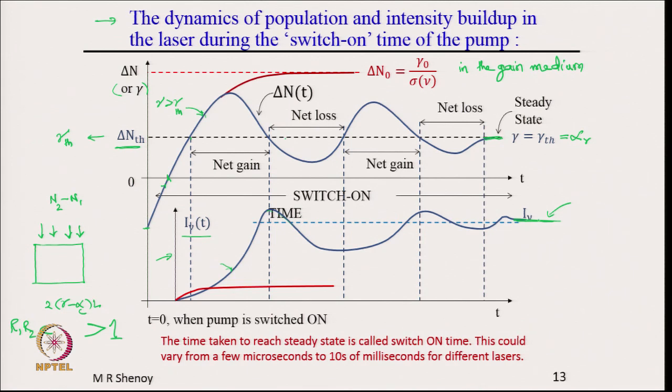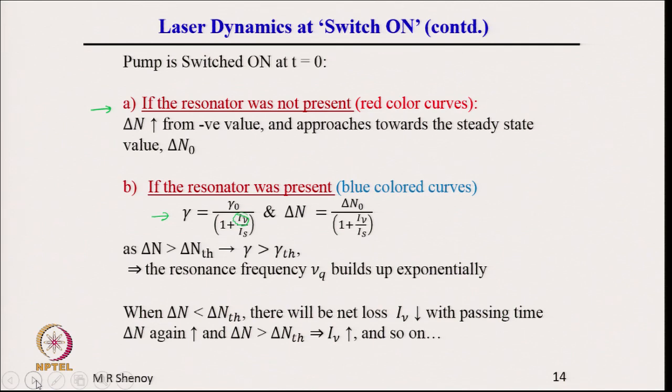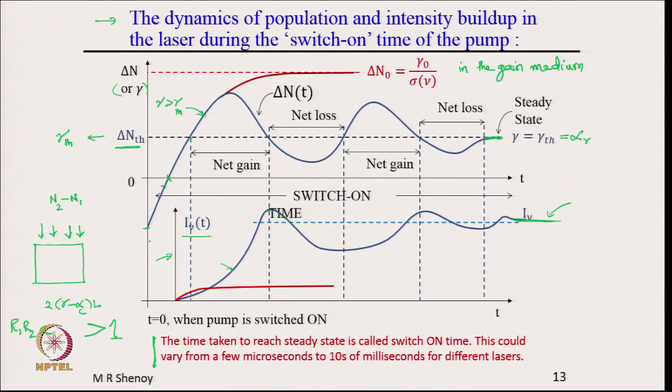The time taken to reach this steady state is called the switch on time. This could vary from a few microseconds to tens of milliseconds for different lasers. All right. So, this is the explanation for the curves A and B. A for the red curve, and B for the blue curve.